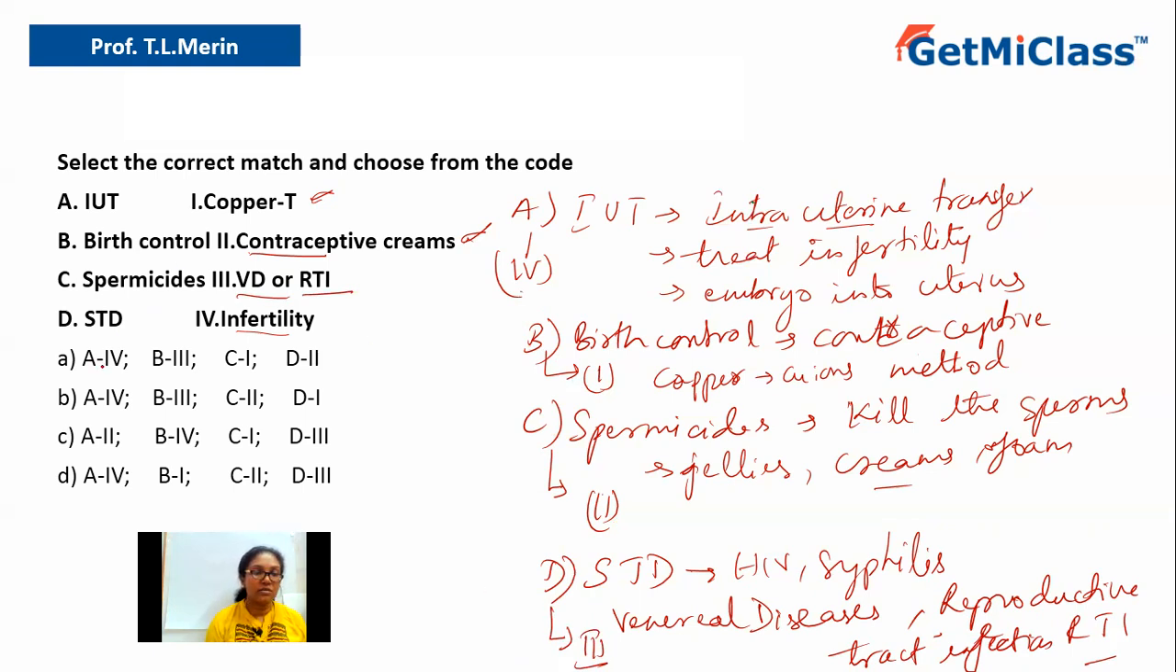So which among the options is having A is 4, B is 1, C is 2, D is 3? So this is the correct option. Okay, so let us conclude. So what is the correct option? The correct option is option B.